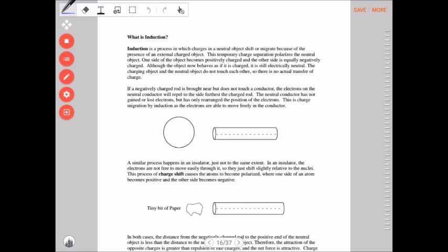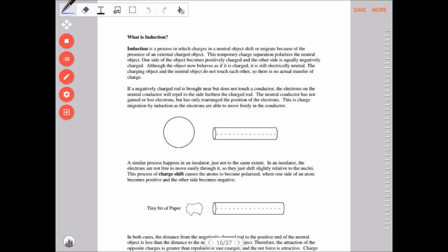Okay, an example of this: if a negatively charged rod is brought near but does not touch a conductor, the electrons on the neutral conductor will repel to the side furthest from the charged rod. The neutral conductor has not gained or lost electrons, but only rearranged the position of the electrons. This is charge migration by induction, as the electrons are able to move freely in the conductor.